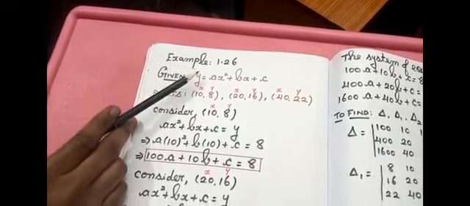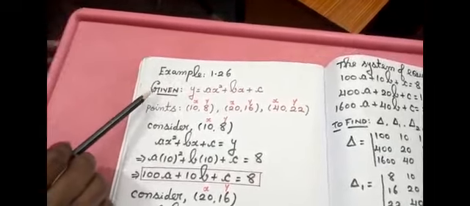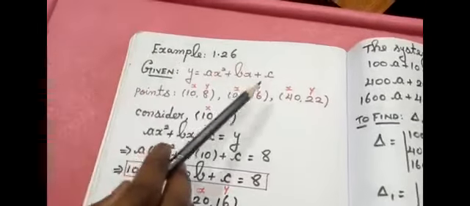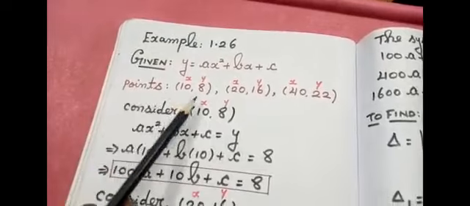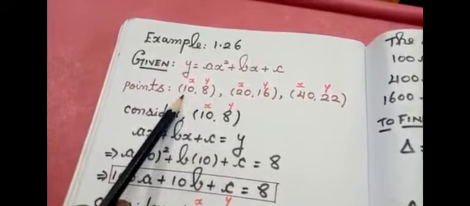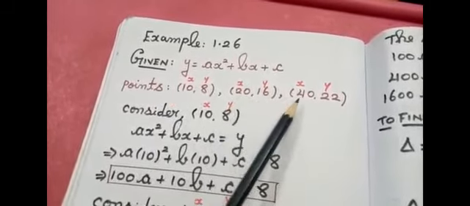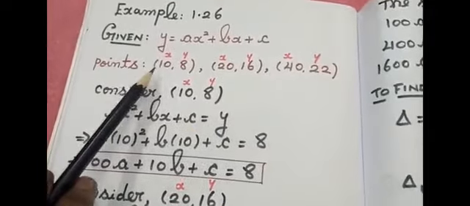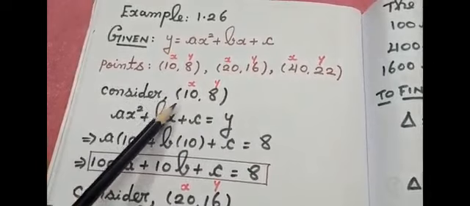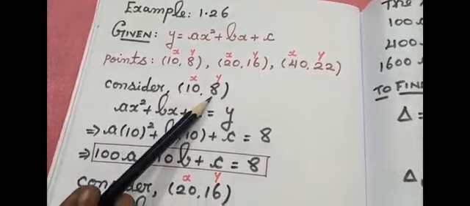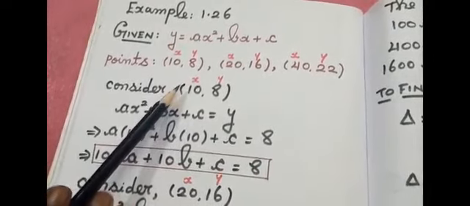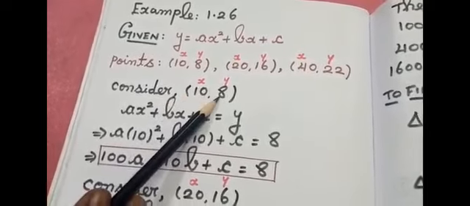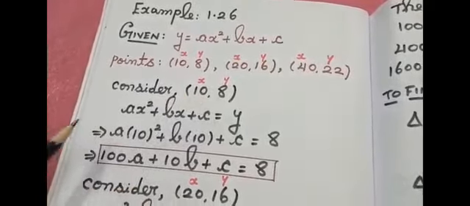Example 1.26. The equation given here is y equal to ax square plus bx plus c. They have given you three points: (10, 8), (20, 16) and (40, 22). First I am going to take the first point, (10, 8). Whenever they give you points in this form, the first value belongs to the x coordinate and the second value belongs to the y coordinate.